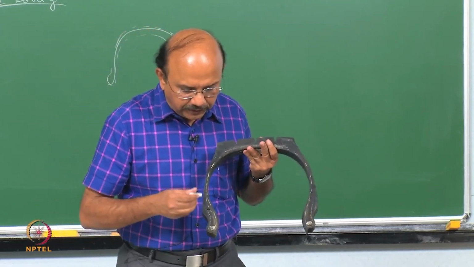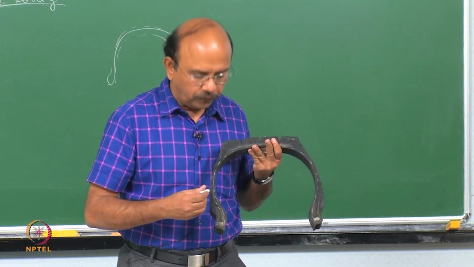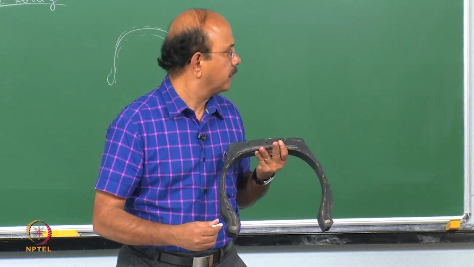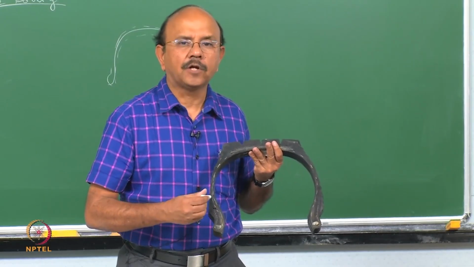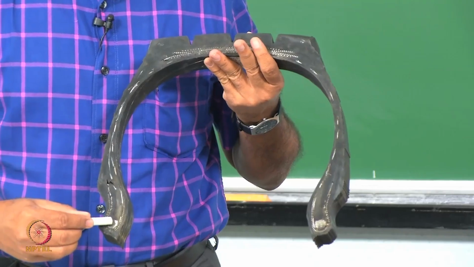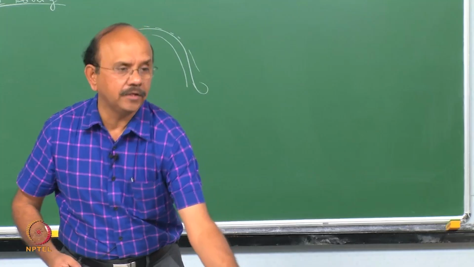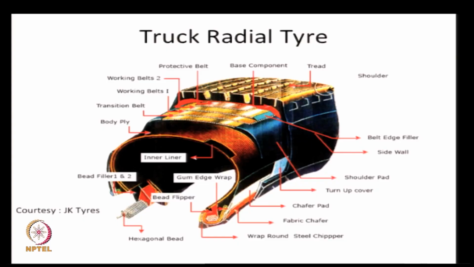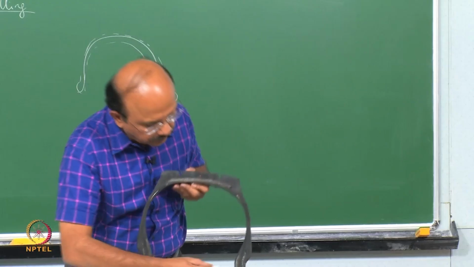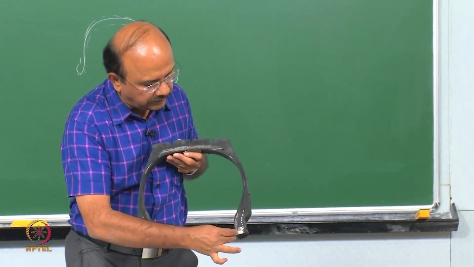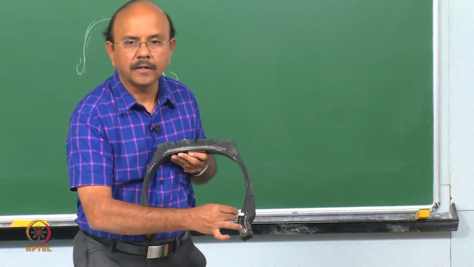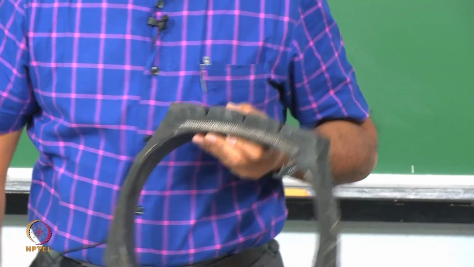Now you can see that the steel reinforcements go all the way and then wrap around what is called the bead, or the bead core. You can see that here there is a bead, and the steel reinforcement wraps around and comes out in the other direction. You can see that very clearly, that it goes like that and then comes around and wraps around the bead, right?